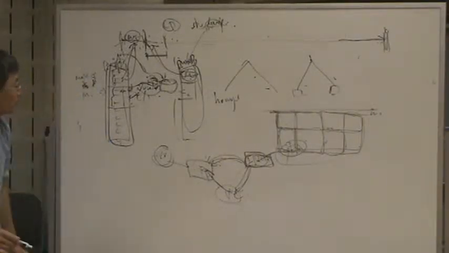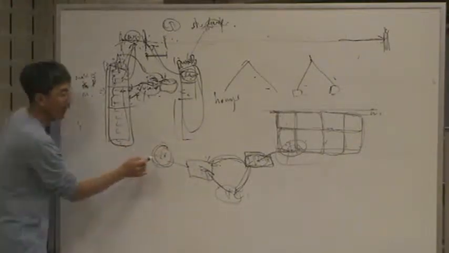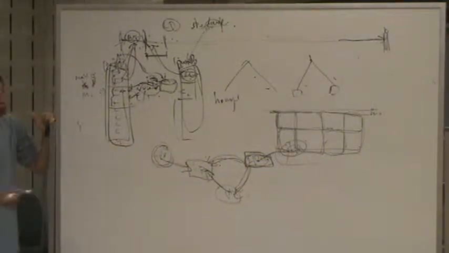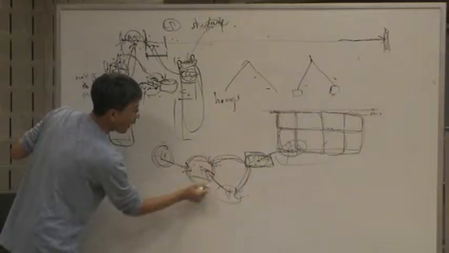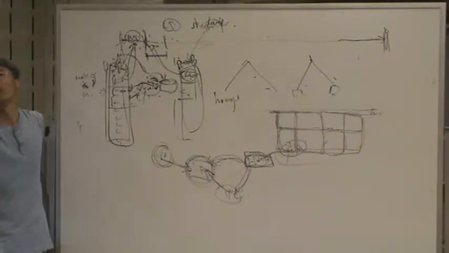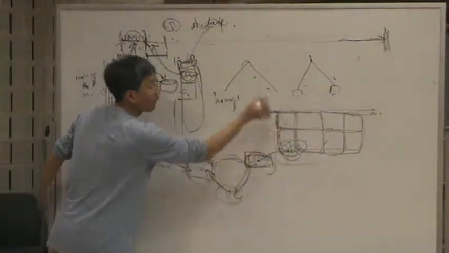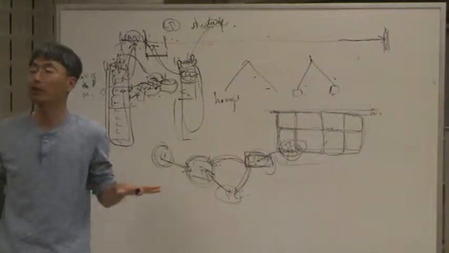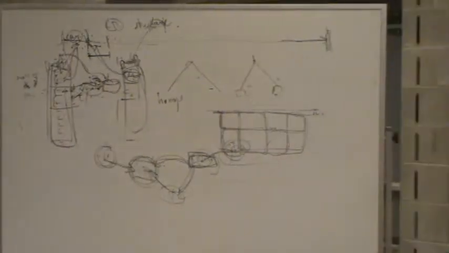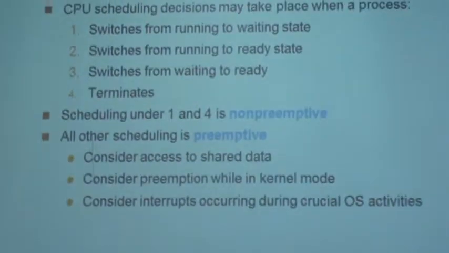Also, sometimes you can run your CPU scheduler when there exists a new process, new to ready. So whenever you have a change in the ready queue, you can call the CPU scheduler. And terminate, definitely, because the CPU is empty. At this time, the first and last one is called the non-preemptive case.